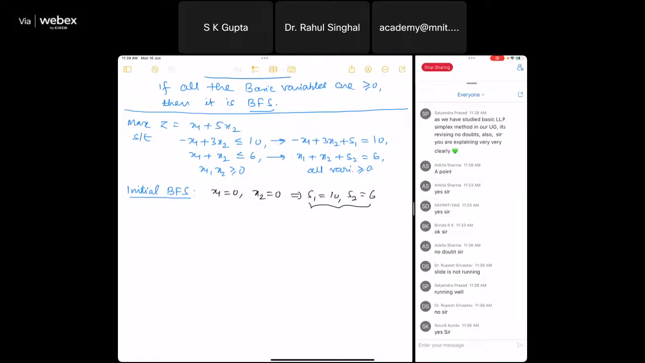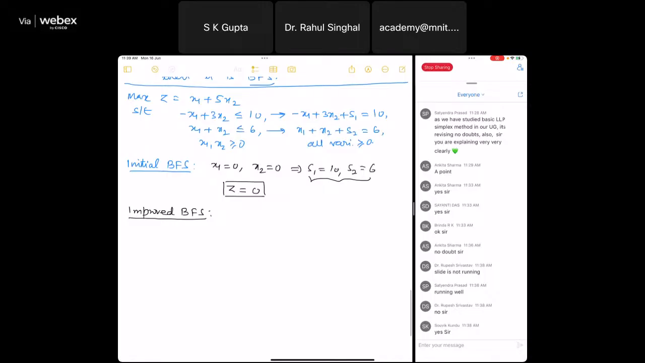So in this case, what is the value of z at this BFS? You put x1 equal to 0, x2 equal to 0, so z will be 0 here. Now we find an improved BFS if one exists. How will we find an improved BFS? We don't know whether the point we got here is an optimal solution. It may or may not be. So how will we check whether the given BFS is optimal or not?